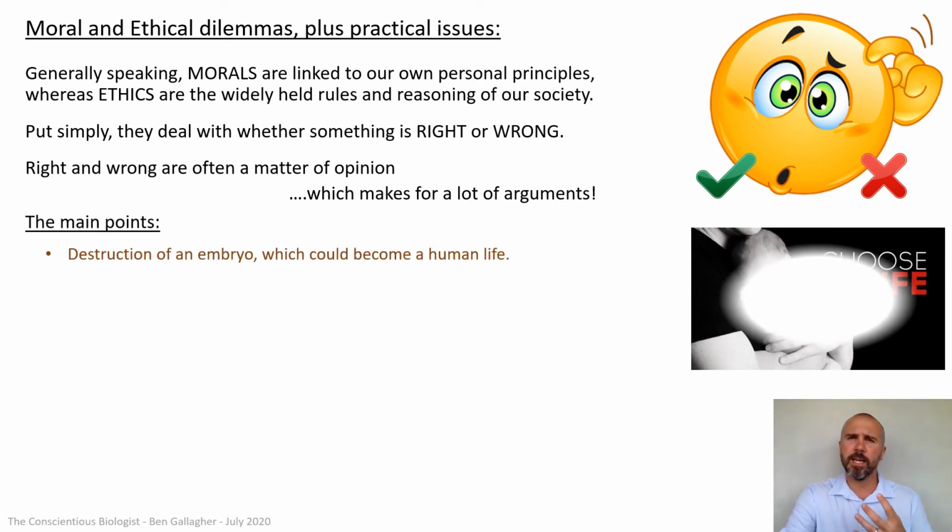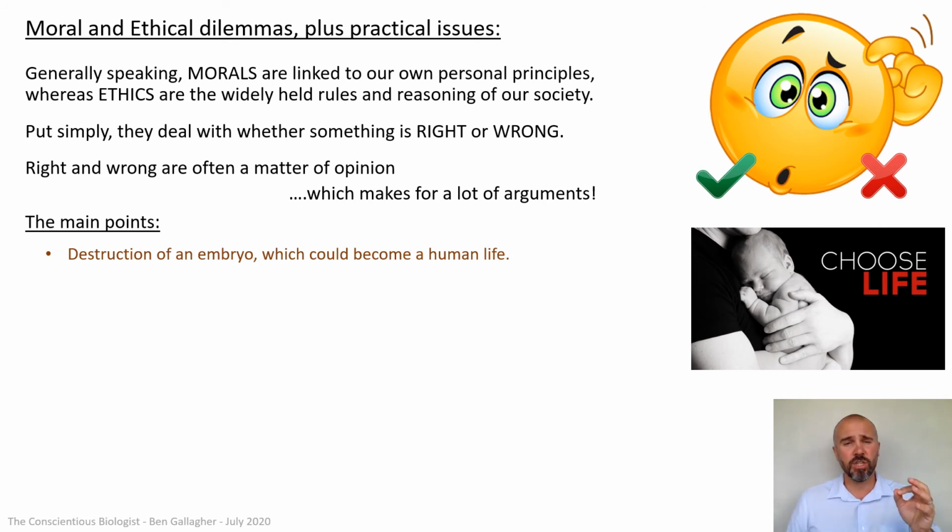So the main points when it comes to arguing about this is that there's destruction of an embryo, which could become a human life. So this is the same argument that goes along with abortions. If you've got an embryo, that embryo could grow into a human life. Now with abortion, it's already on its way to becoming a human life. It's inside the woman's uterus and it could grow. In stem cell production, we're talking about embryos that are in a dish. So these embryos couldn't grow into a human unless something else happened, unless they were put into a woman so that they could grow. But nonetheless, you're still talking about destroying an embryo, which is the start of a life.